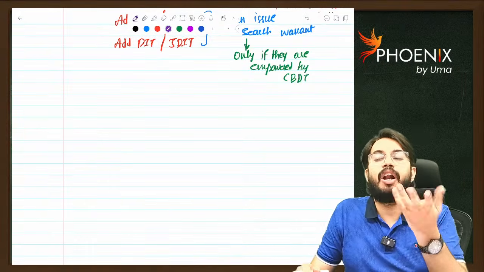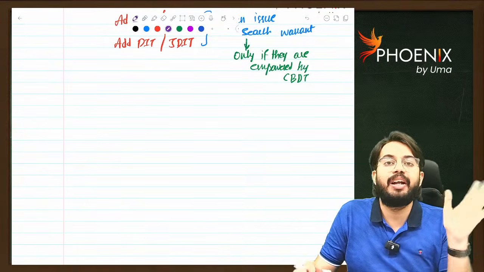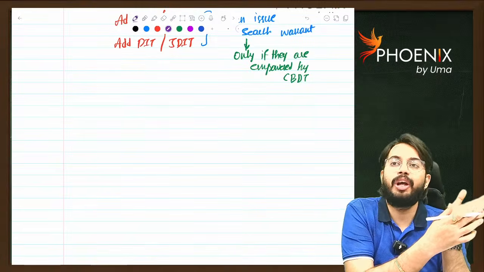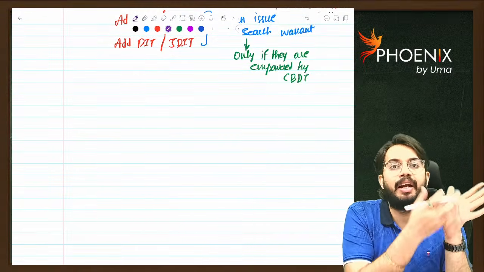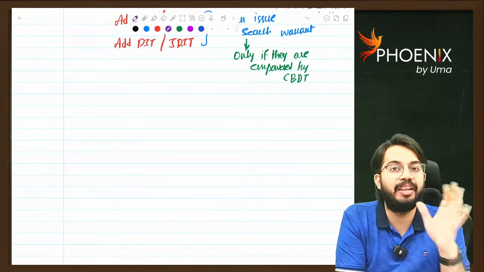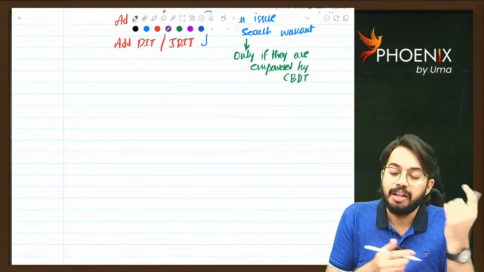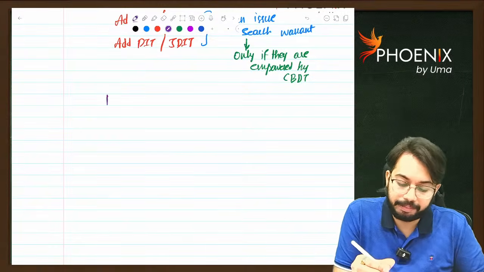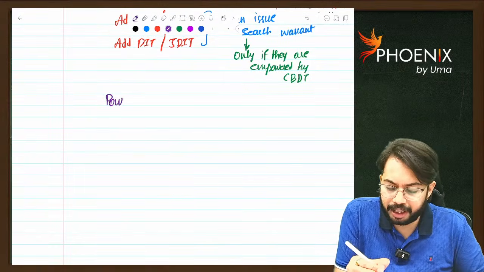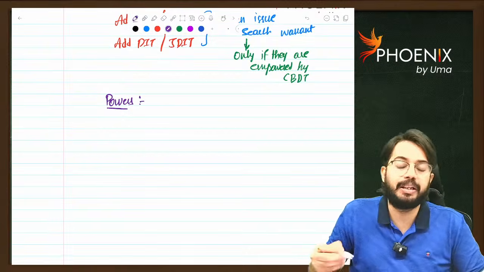Sir, in the search warrant, what will they write? In the search warrant, they will write the name of the SSC, the place where search will be conducted, and the time and date the search will be conducted. All this will be written in the warrant. Next, sir, what will they do in search? What are the presumptions? Powers during search, we will also discuss presumptions.